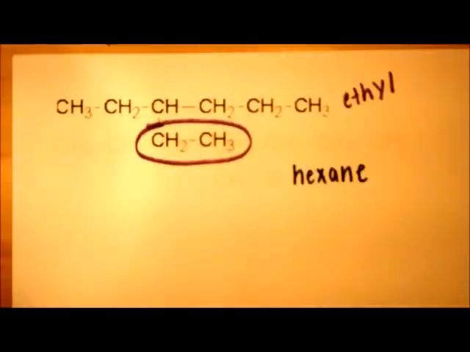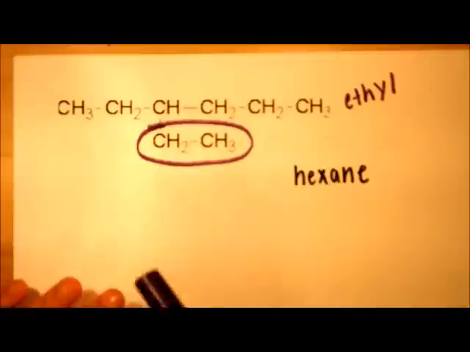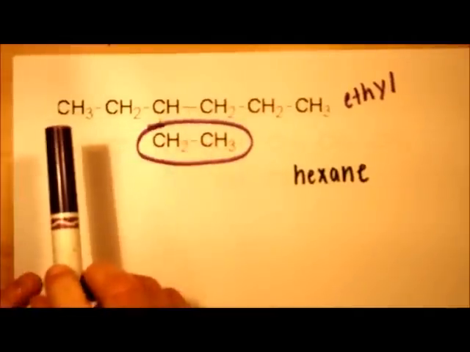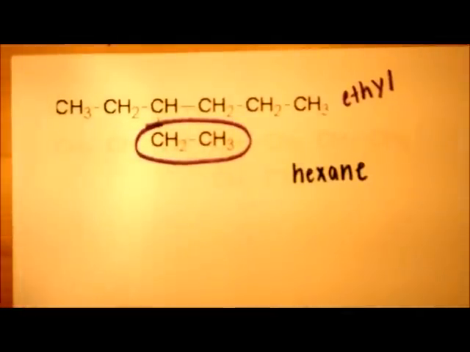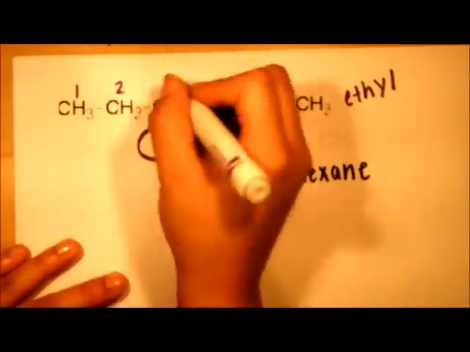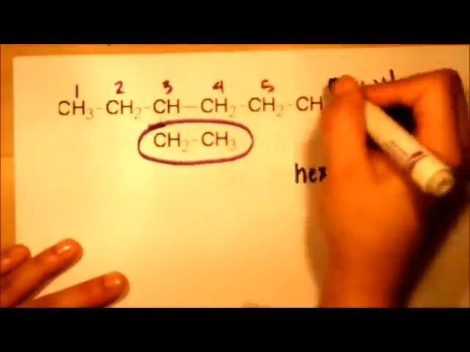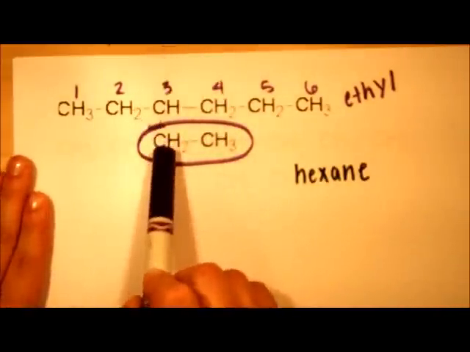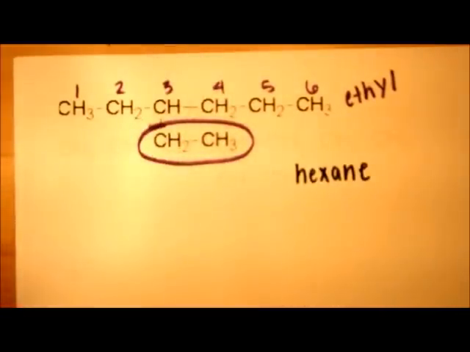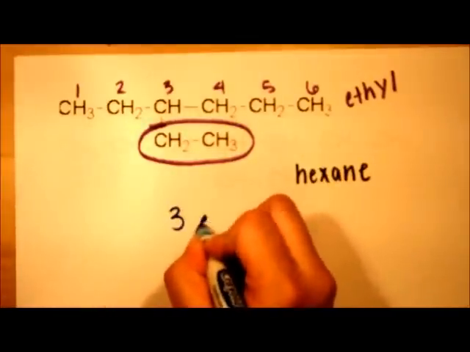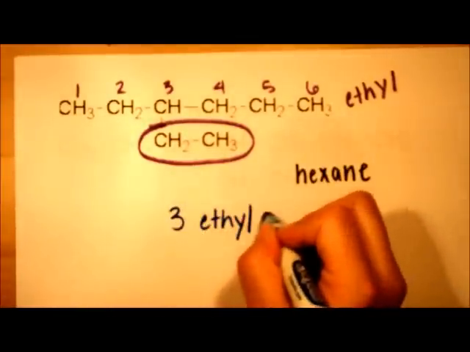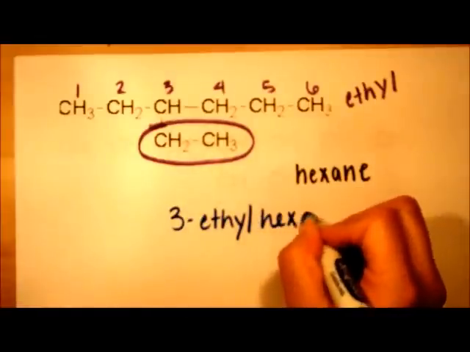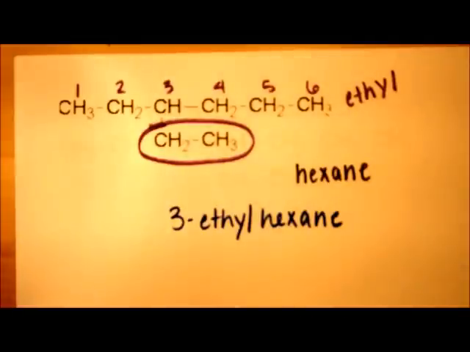And like I mentioned before, we want to number the strand so the branch has the lowest number. So in this example, we would start from the left. We'd number this 1, 2, 3, 4, 5, 6. It occurs on our 3rd carbon here. So we would call this overall 3-ethylhexane. Hopefully you're getting the hang of it so far.